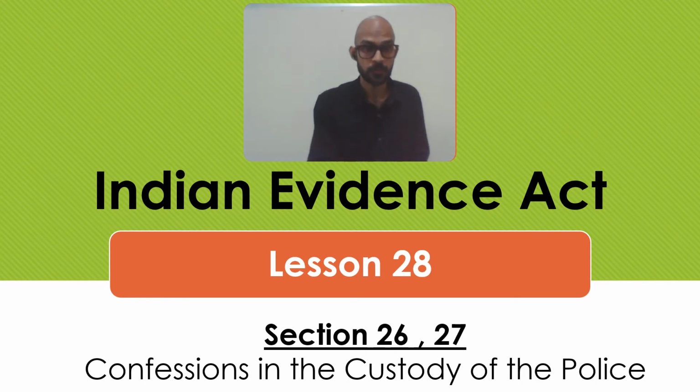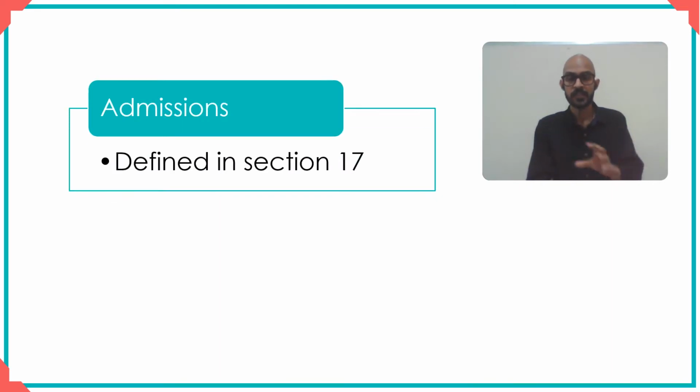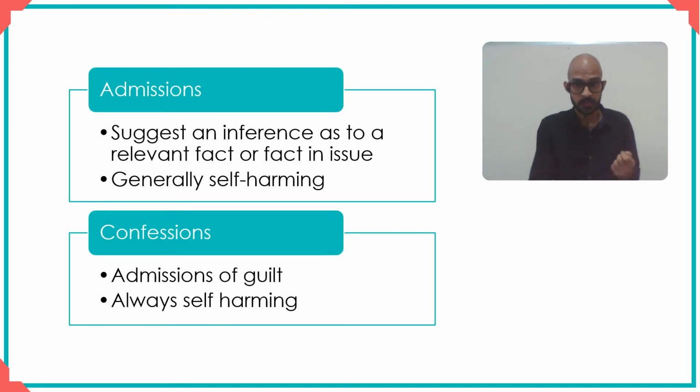the previous videos. Remember that when we are studying confessions, we see it under the category of admissions. Confessions are a special type of admissions. Admissions have been specifically defined, but confessions have not been defined in the Act. However, we had learnt that confessions are basically admissions of guilt. We'd seen that admissions suggest an inference as to a fact in issue or relevant fact, and that they are generally self-harming, which is what we gain from section 21.